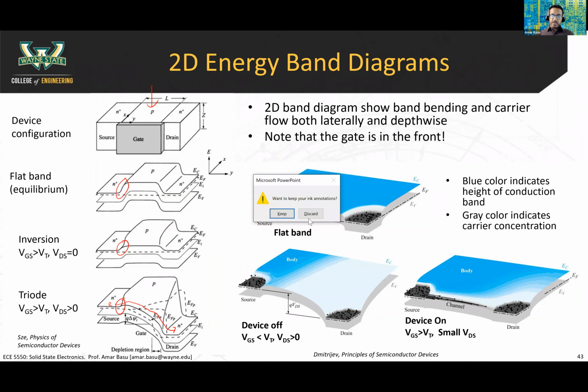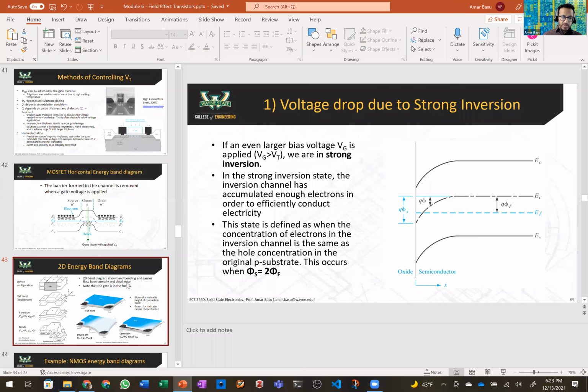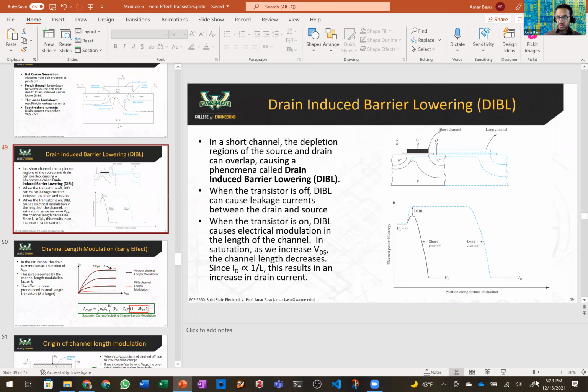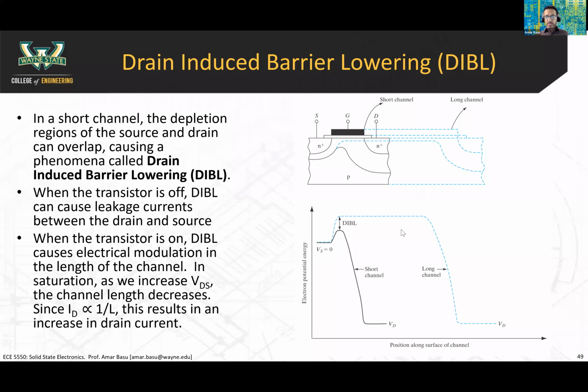Okay, so that talks a little bit about the 2D energy band diagrams. Now let's bring this discussion back to drain-induced barrier lowering. When you have this effect where these depletion regions start to overlap, that reduces that energy barrier between the source and the channel region. So the blue dotted line is what it should look like and what it does look like in a long channel device. In a short channel device, this potential barrier is less, it's become smaller, okay?